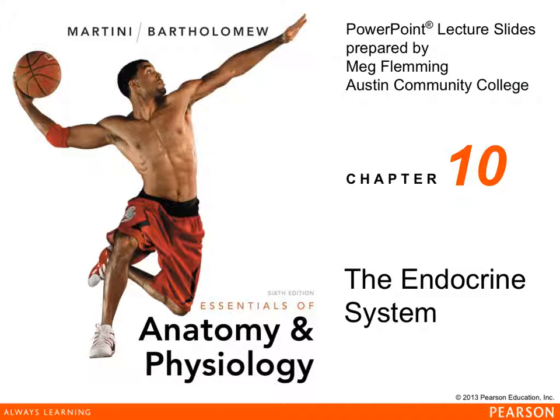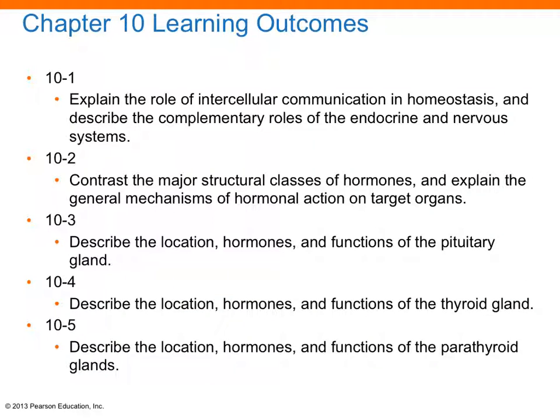Today we're going to get going on the endocrine system. We're going to be covering learning outcomes 10.1 to 10.5. The first learning outcome, we're going to explain the role of intercellular communication in homeostasis and describe the complementary roles of the endocrine and nervous system.